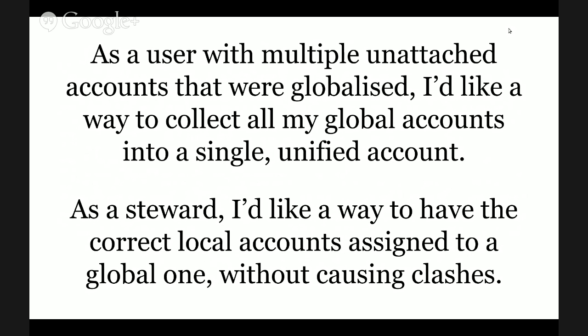Next is, as a user with multiple unattached accounts that were globalized, I'd like to collect them all into a single unified account. So if you're unlucky enough to be affected by the SUL finalization, all of your accounts will be globalized. So if you previously had 20 accounts that clashed, you will now have 20 global accounts. And people don't want 20 global accounts. They want one global account. What's the point of having 20 global accounts if you have to log in and log out every time you go to a different wiki, right? So this way you can merge them all into one.